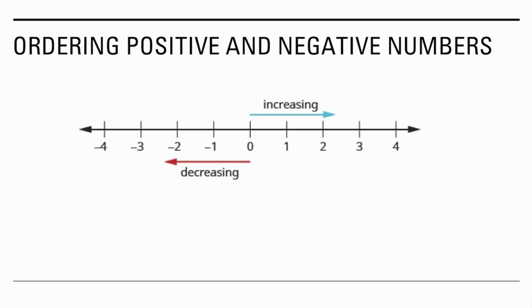So when we're looking at ordering positive and negative numbers using the number line, we can think of going further and further to the right, or further and further positive, as increasing. Then decreasing is going further and further to the left, so the numbers are getting more and more negative. So that's what's called a decrease.